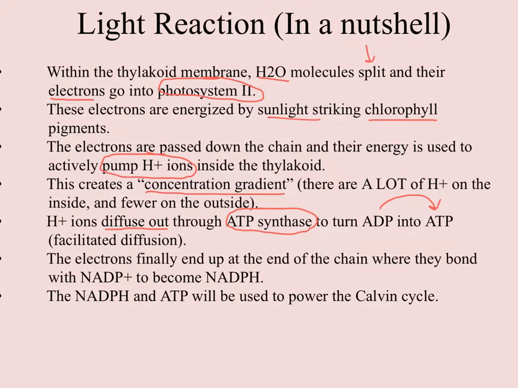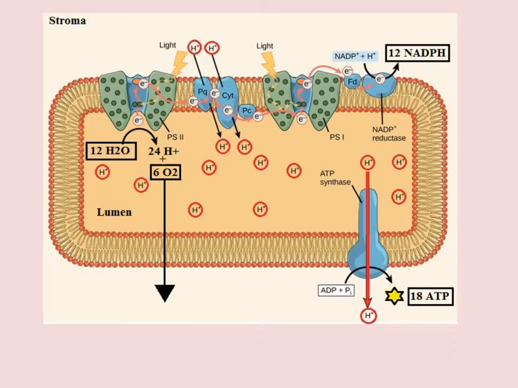Well, eventually those electrons need to go somewhere. We can't have a pile of electrons at the end of the chain, but they're needed. Two electrons and one hydrogen bond on to NADP to form the energy molecule NADPH. That is how the two energy molecules, NADPH and ATP, are created to power the Calvin cycle, or the light independent reaction.